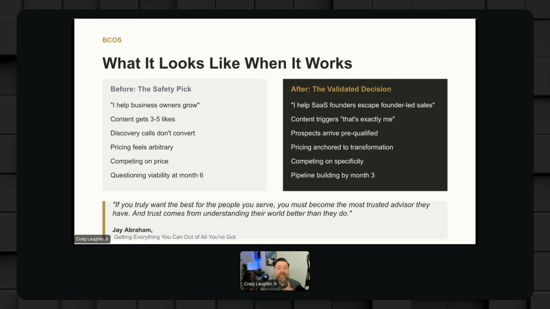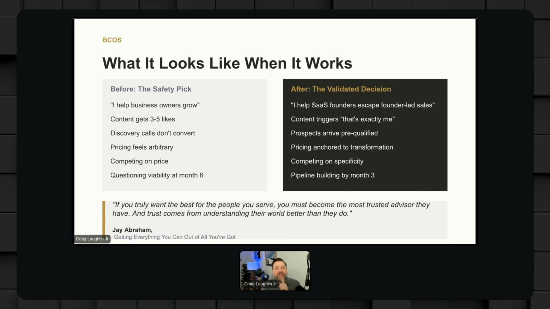I help SaaS founders escape founder-led sales. When a SaaS founder at 2 million in revenue reads that line, something clicks. They don't need it explained. They feel it immediately in their chest. That recognition, that instant, that's me, changes everything for you downstream.